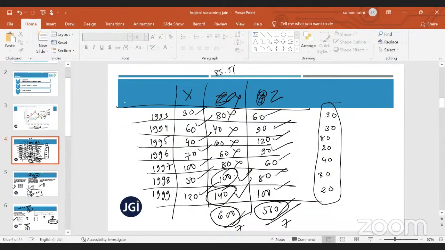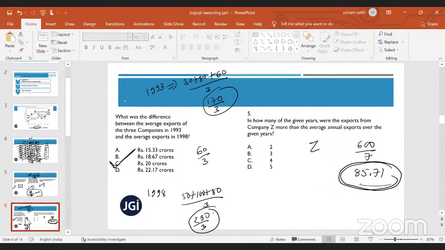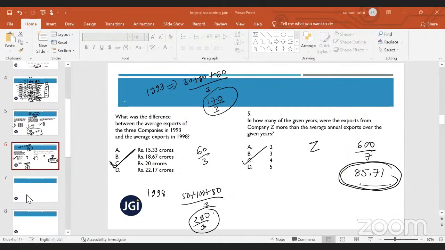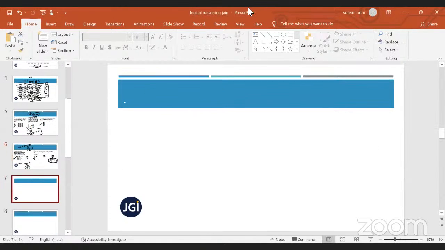This is Y. So yes, 1, 2, 3, 4. 4 such years. So 4 is the answer. Option C is the answer, right? No, not separately. Averages, that's it. Okay, one last question we will do.